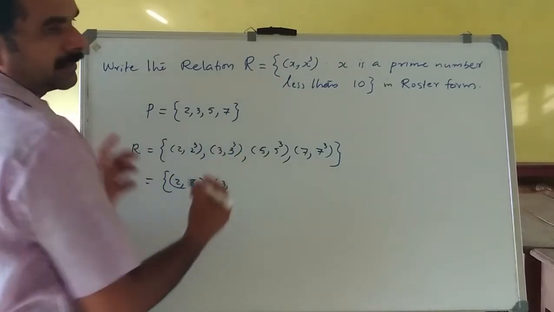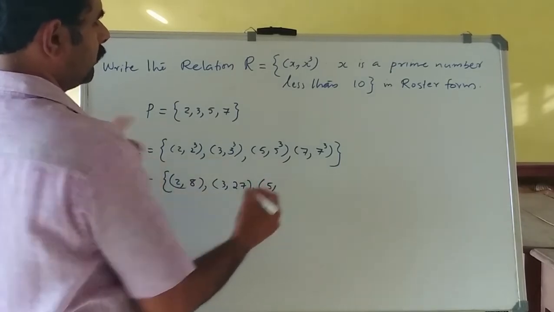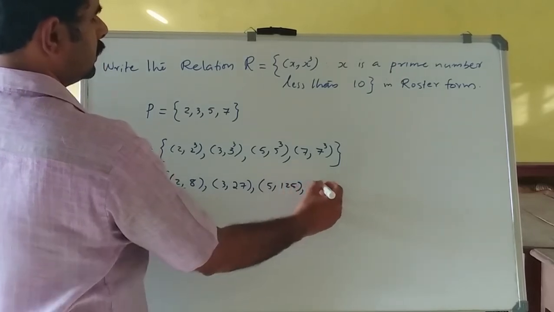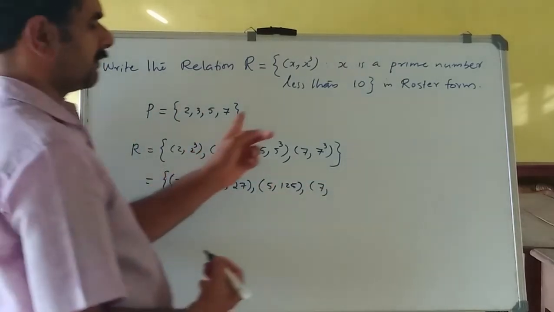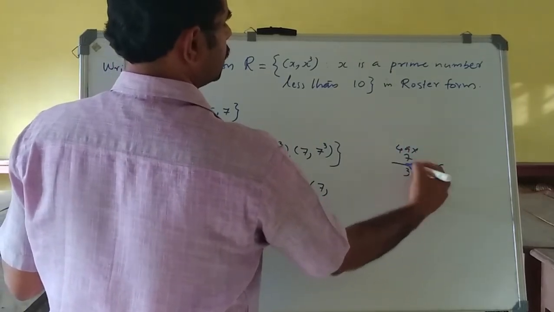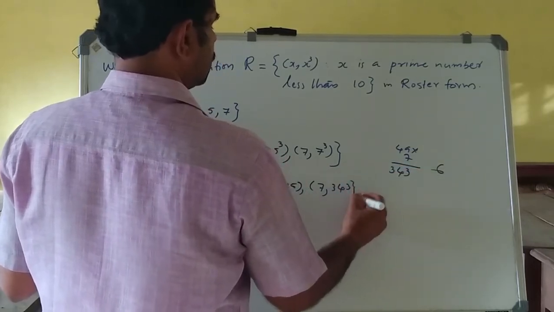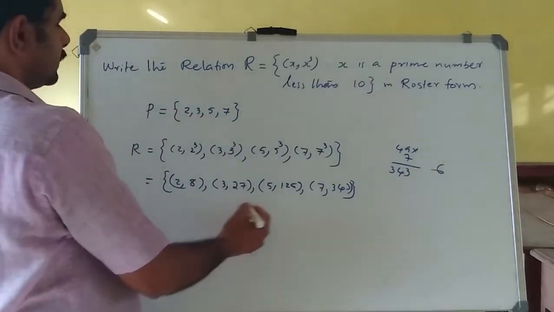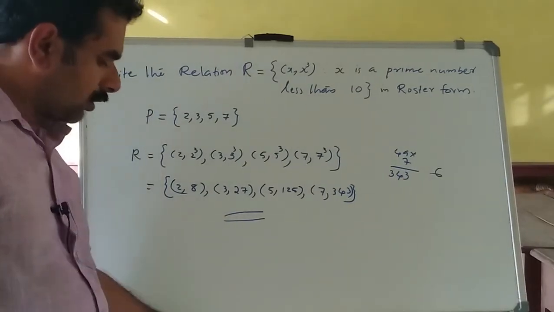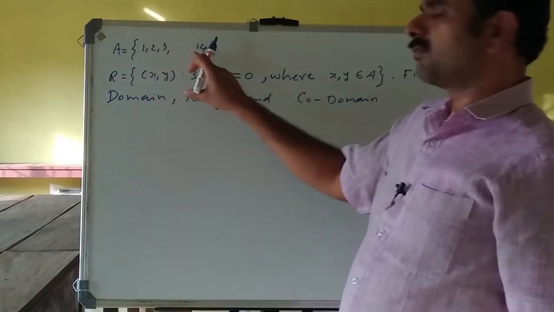3 comma 3 cube, 3 into 3 into 3, 27. 5 comma 5 into 5 into 5, 125. 7 comma 7 into 7 into 7, 7 sevens are 49, into 7, 343. So this is the relation in roster form.